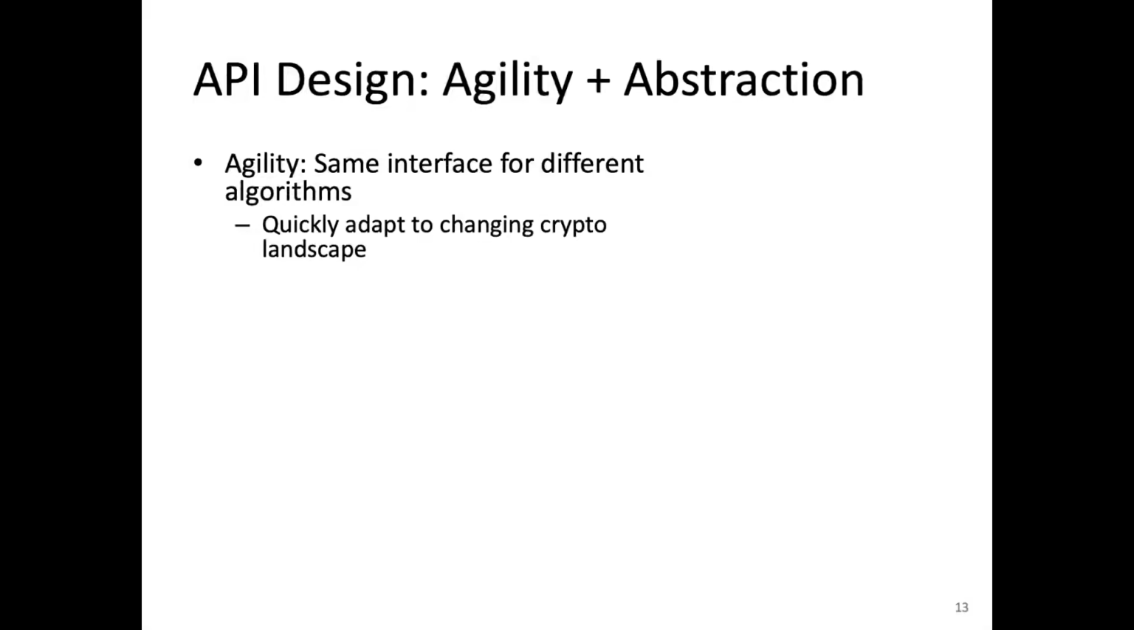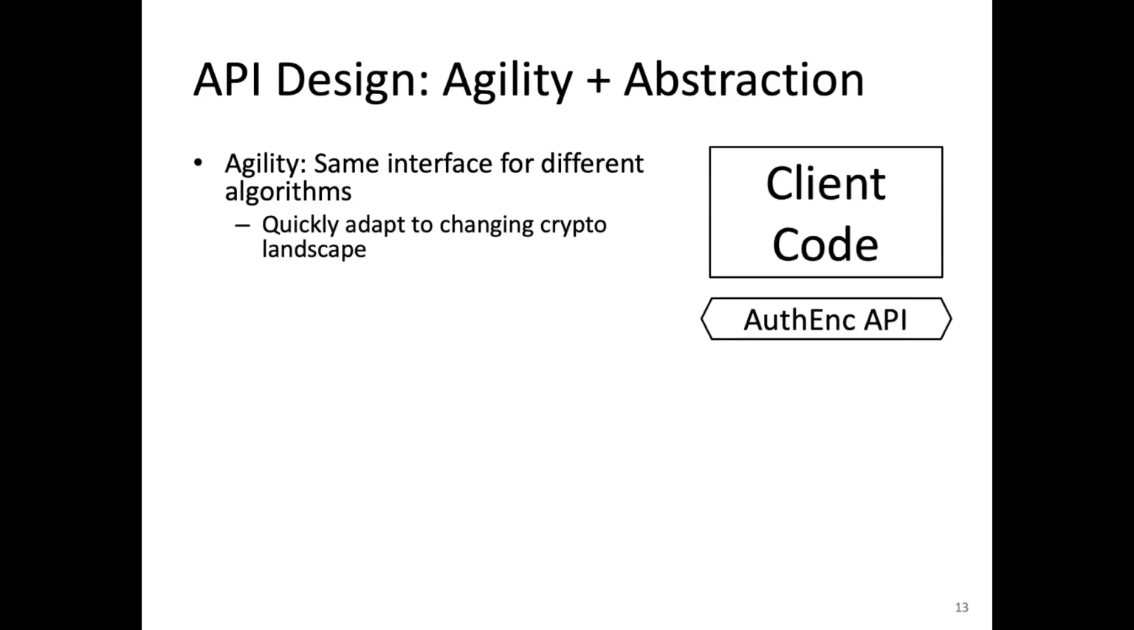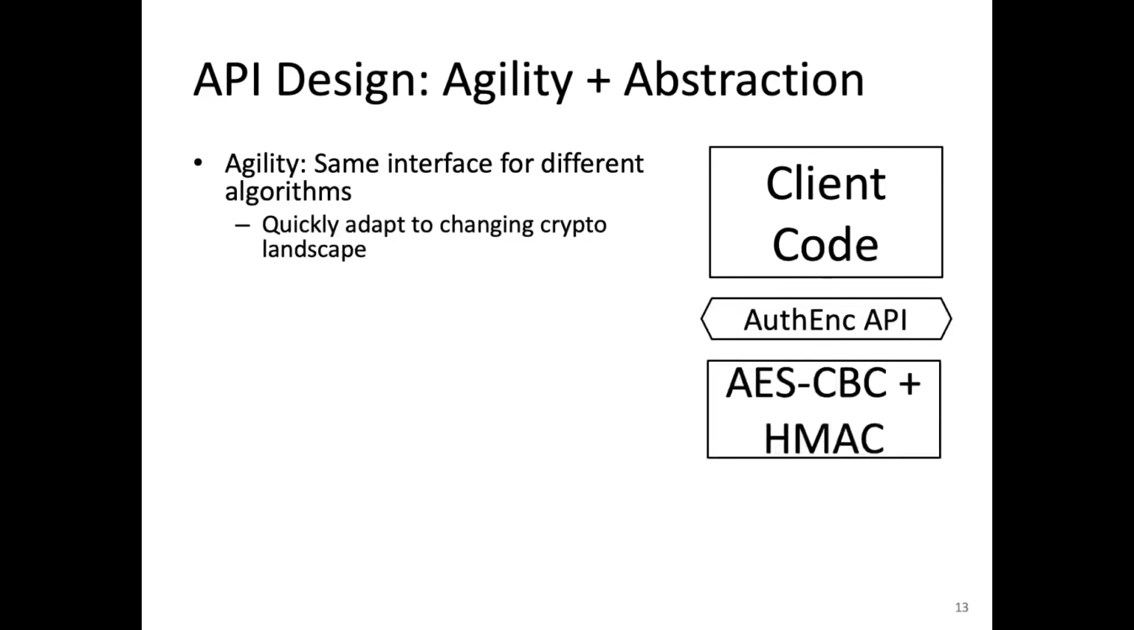First, a modern crypto provider should offer an agile API, which makes it trivial to swap between different algorithms that provide the same cryptographic functionality. This means that client code is programmed against a single unified API, for example, for authenticated encryption, and the client code can remain unchanged even if we upgrade from AES-CBC and HMAC to something more modern, like ChaCha-Poly or AES-GCM.